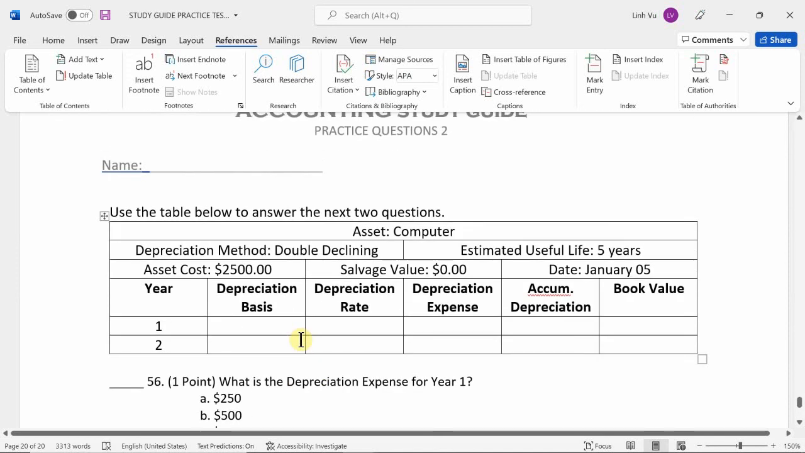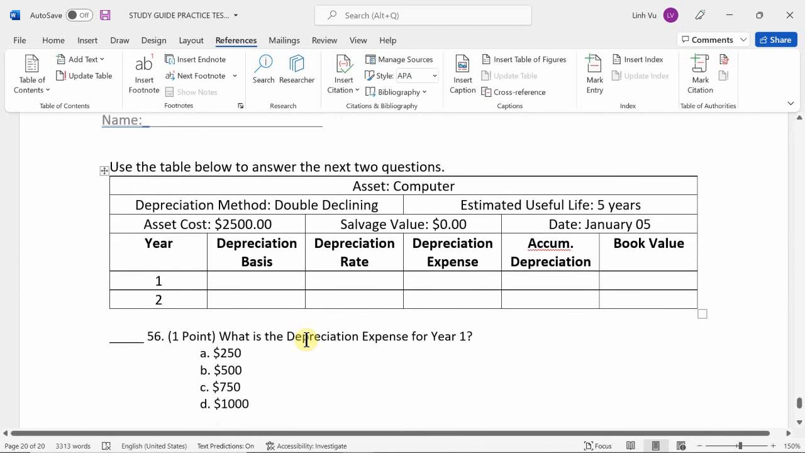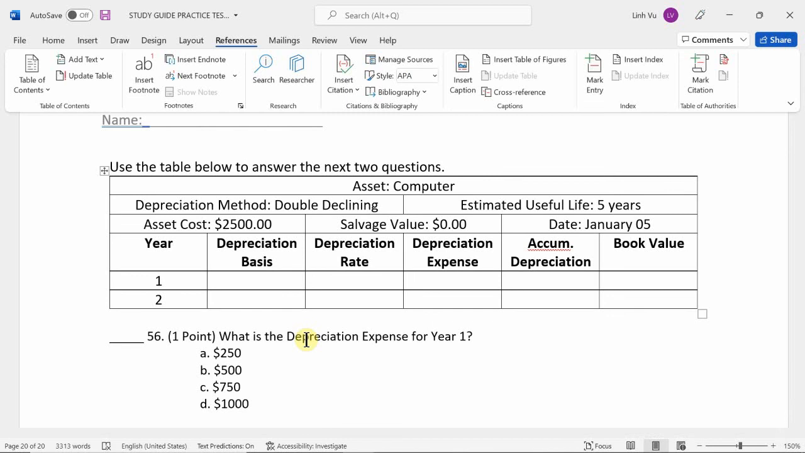Okay. Last depreciation method for today. Use the following table to answer the next 2 questions. This time we still bought a computer, and the depreciation method we're going to be using is double declining. Estimated useful life is 5 years. Its asset cost is 2,500, salvage value 0, and the date placed into service was January 5th.